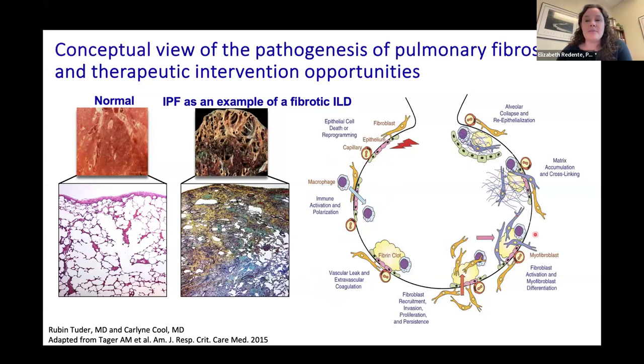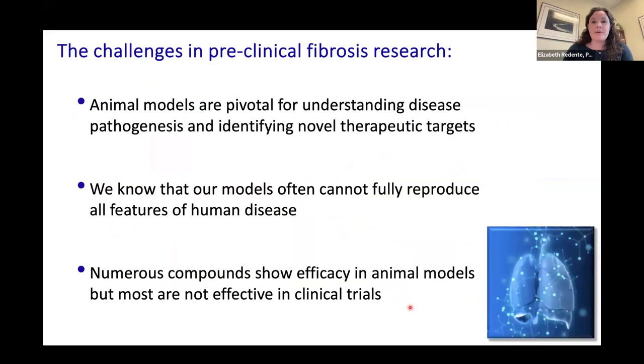These cells lay down matrix, and over time, if this becomes a feed-forward process, matrix continues to be deposited, it becomes matured and cross-linked, and eventually we end up with alveolar collapse and aberrant epithelial cell remodeling. And as we think about our preclinical models of fibrosis, there are many parts along this pathway of disease that we can think about targeting or thinking about where our questions lie. And I think that becomes important as we think about which model systems we want to use.